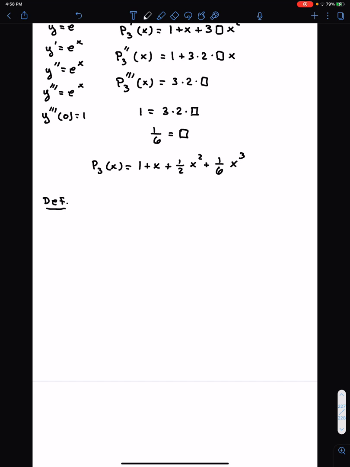And you can keep expanding this out. I just stopped at a third degree polynomial. Before the definition, if I continued this pattern, an nth degree polynomial for y equals e to the x is going to be 1 plus x divided by 1 factorial plus x squared divided by 2 factorial plus x cubed divided by 3 factorial, and so on, plus x to the n divided by n factorial. And this can be written as a series.